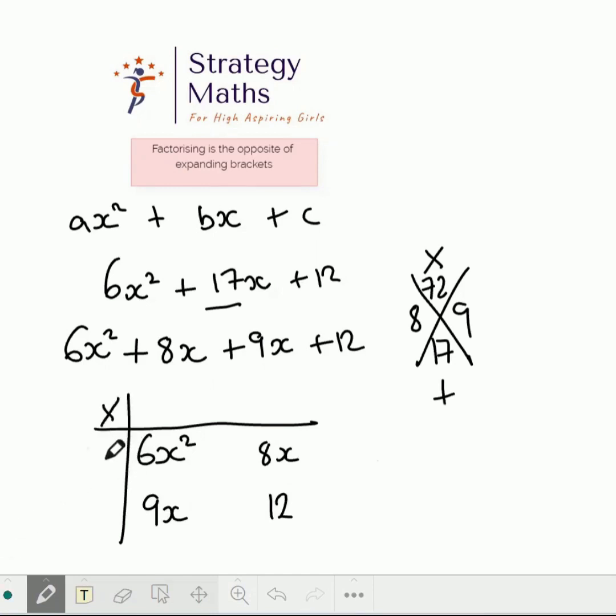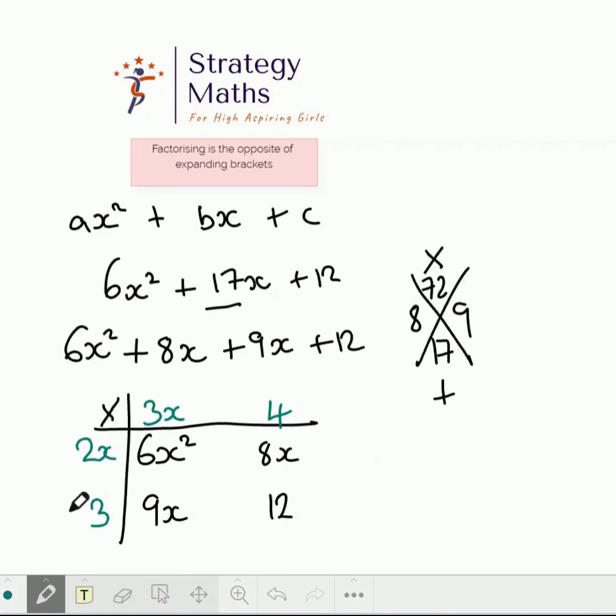What we're going to do now is find the highest common factor of this row of 6x squared and 8x, which is 2x. And when we multiply 2x by 3x, we'll get 6x squared. And when we multiply 2x by 4, we'll get 8x. Next, we need the highest factor of 9x and 12, which is 3. When we multiply 3 with 3x, we get 9x. And when we multiply 3 with 4, we get 12.